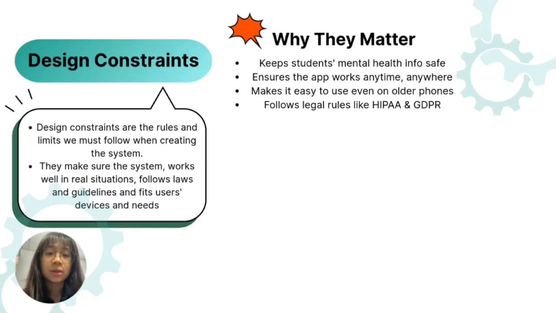The next is security. Because this is about mental health, protecting user data is very important. We must use strong encryption and multi-factor login for sensitive roles. The next is compatibility. The system should connect well with other tools like the learning management system and calendars. This makes it easier for users to log in and use the platform. The last constraint is performance. We also want the system to be fast, even when a lot of students are using it at the same time, like during exams or awareness events.